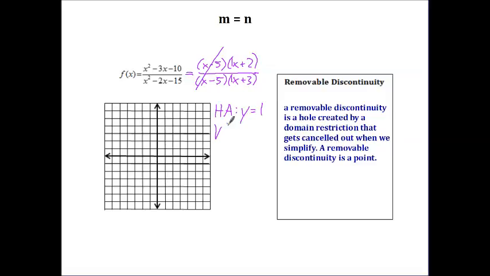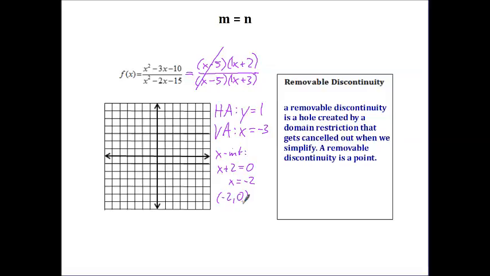Our vertical asymptote is where our denominator turns to 0. In other words, where x is equal to negative 3. Let's look at our x-intercept. The x-intercept is where the numerator turns to 0. In other words, at negative 2. x plus 2 is equal to 0 when x is equal to negative 2. In other words, negative 2 and 0.